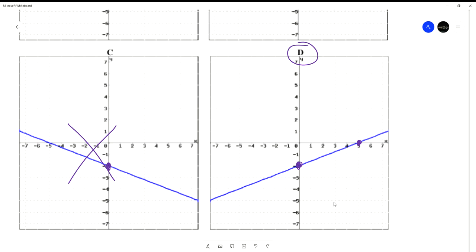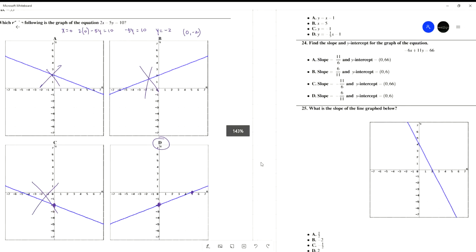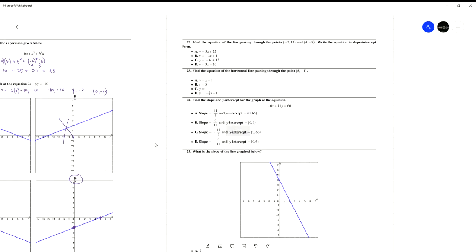Alright, so oftentimes once you master that technique of finding the x and y intercepts, this problem actually does not take long to do. You can do it in a matter of even 20 seconds.